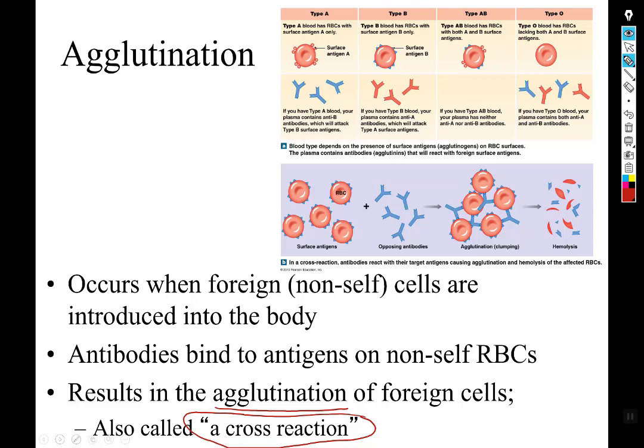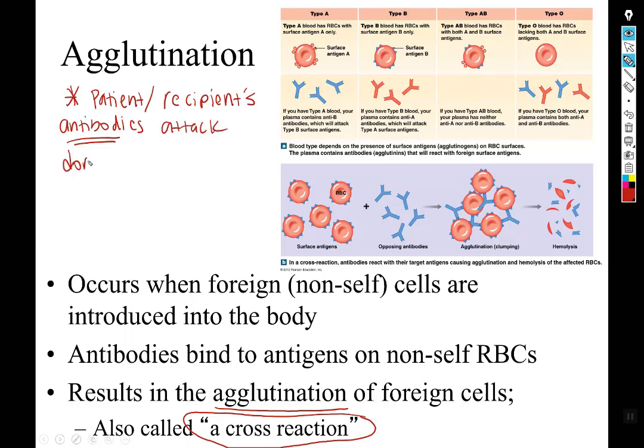So let's write that down, because that's also something that's not often clear to students. Patient/recipient, their antibodies attack donor blood cells. And I want to stress this is not the other way around.